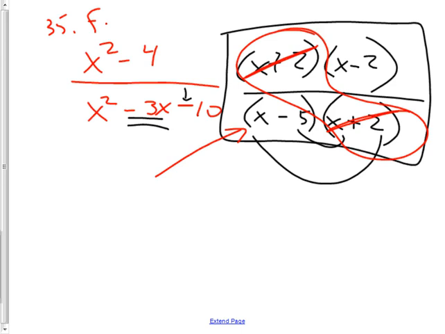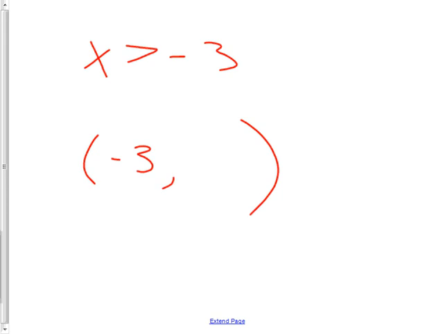37. Okay. Use interval notation to describe the set of real numbers. All they're asking is, how do you write this with parentheses? Remember that? So how would I write x is greater than negative 3? From negative 3 to infinity.